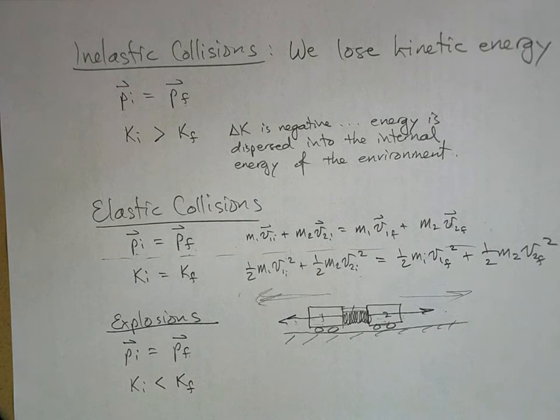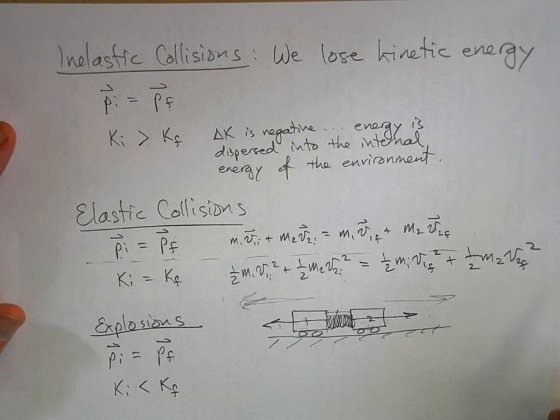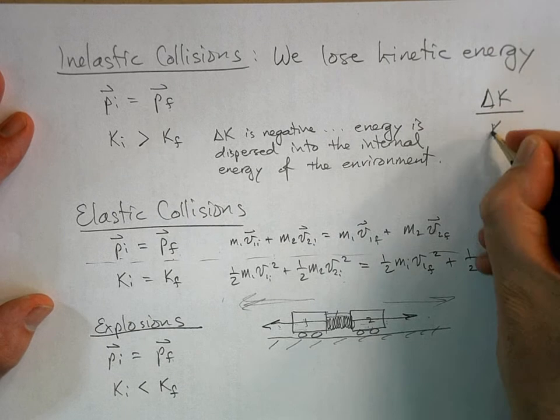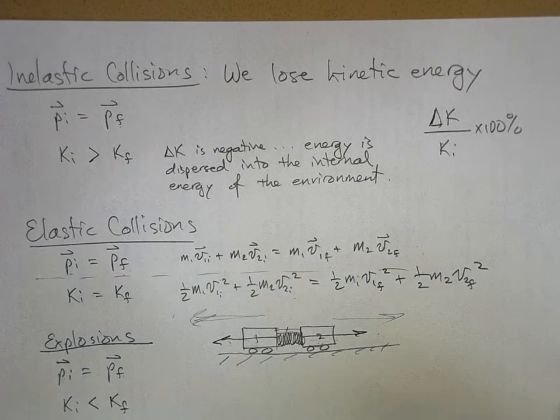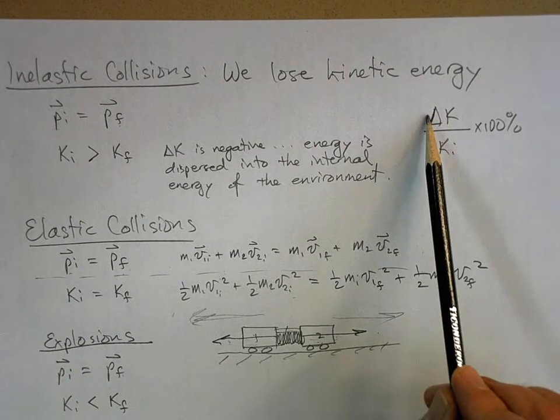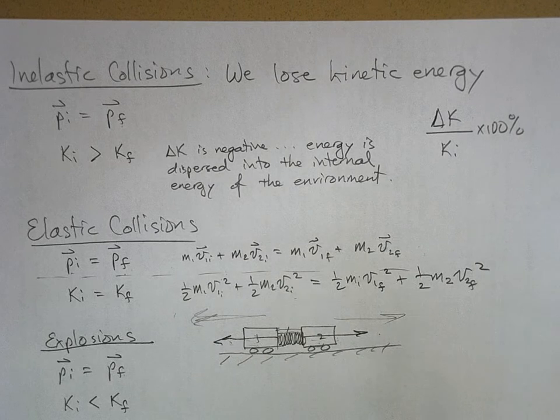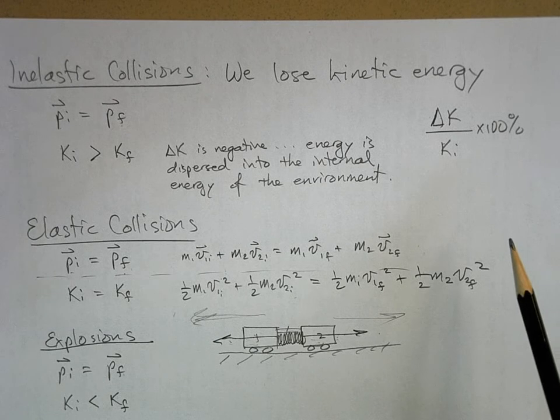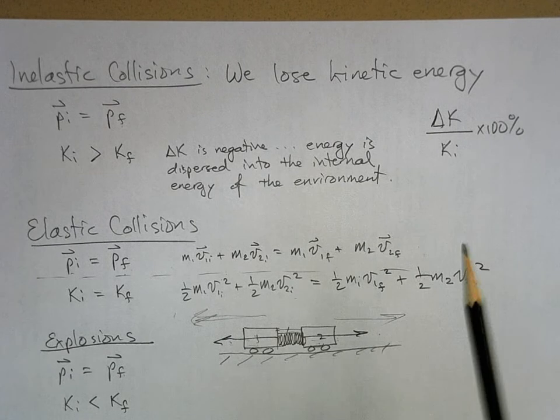One last thing. One of the things I ask you to do in the problems is figure out how much kinetic energy was lost, particularly in inelastic collisions. The percentage of energy lost is the change in kinetic energy over the initial kinetic energy. So just go K final minus K initial. That'll be a negative value. Divide it by how much energy you started with, and that's the fraction of energy that you lost. If they ask for a percentage, you multiply that by 100% and you get a percentage lost. This is the kinetic energy lost. This is the kinetic energy you started with, so you can figure that out that way.